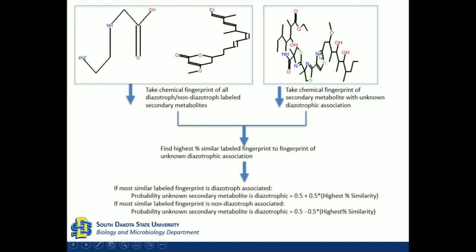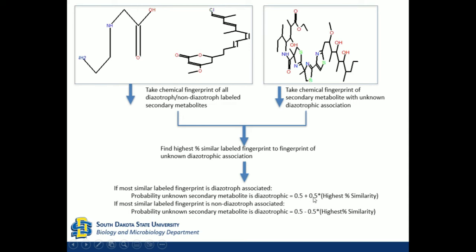So let's say we have a novel secondary metabolite in an environmental sample and we want to use that to decide if there is likely diazotrophic cyanobacteria in that sample. What we would do is we would take the chemical fingerprint, compare it to all of our known metabolites that have a label. Whatever it matches most closely to, we are going to take its percent similarity and we're going to multiply that by 0.5.